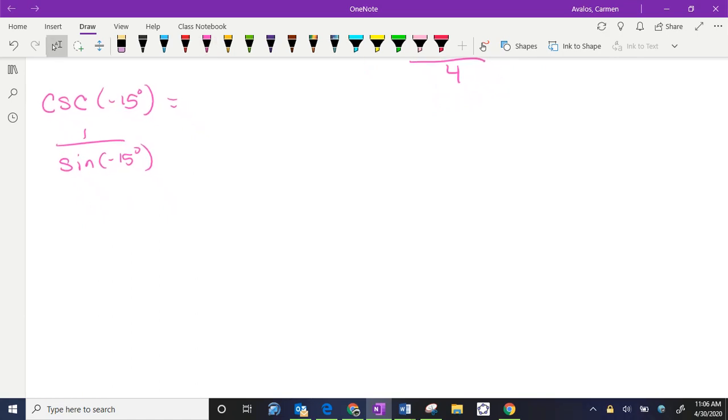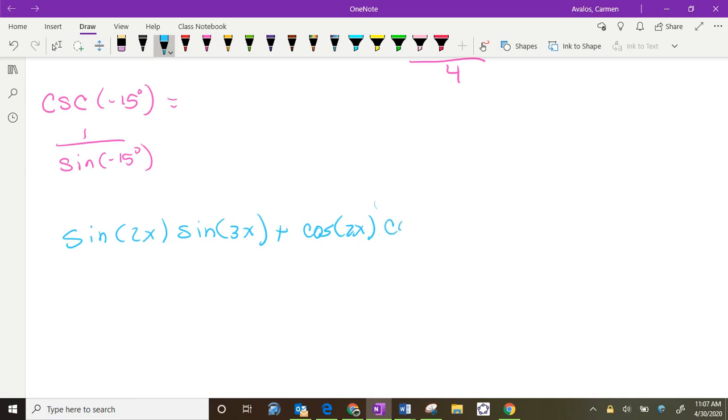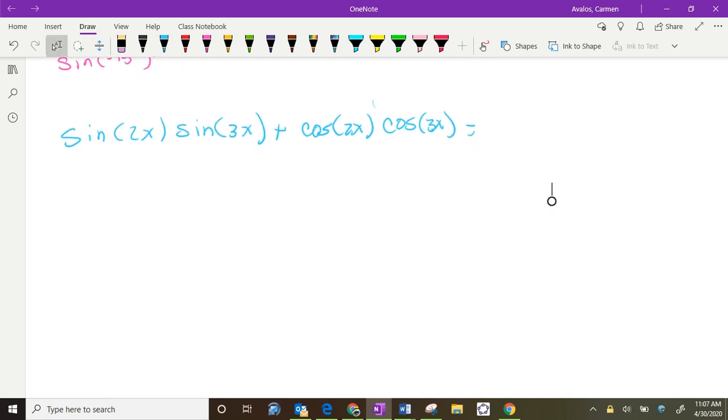Okay, let's do some proofs here. So let me see. So any proof that you want to do is, let's say that we have the sine of 2x, sine of 3x plus cosine of 2x, cosine of 3x. So this one here is just going backwards. So here's the expanded version.